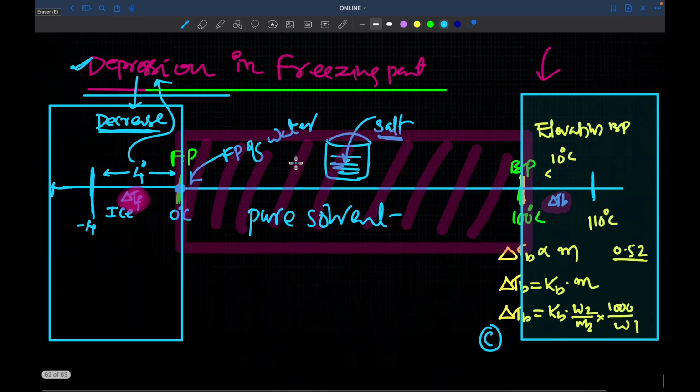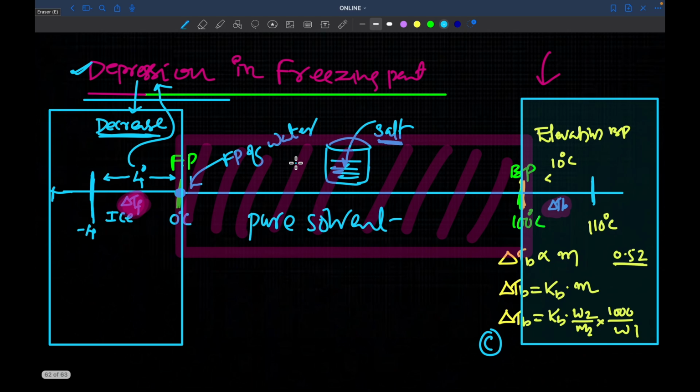So if you remember this one diagram, everything will come. So what can we write here? Here delta TF is directly proportional to molality. So del TF equals KF into molality, and del TF equals KF into W2 by M2 into 1000 by W1.